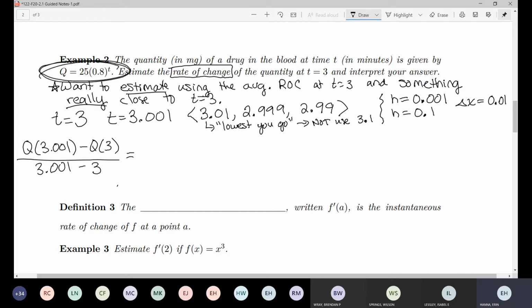So the function we're using here is 25 times 0.8 to the t. So I'd essentially find 25 times 0.8 to the 3.001. Now here's the other thing about ones like this. They take a lot of decimal places.